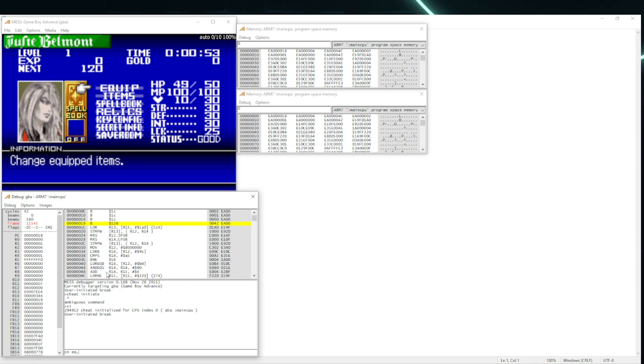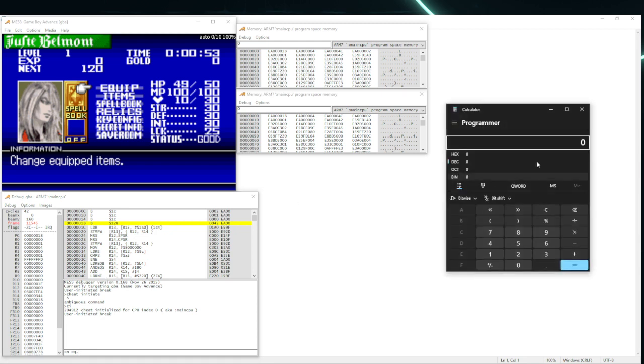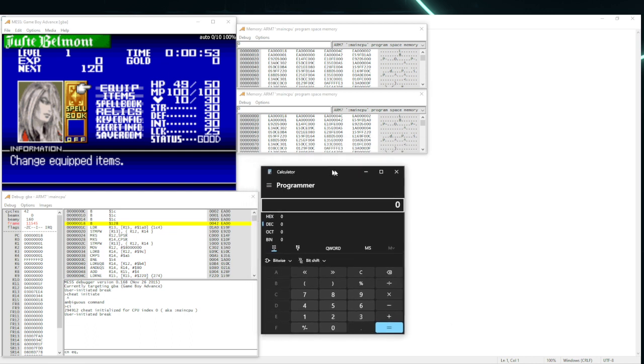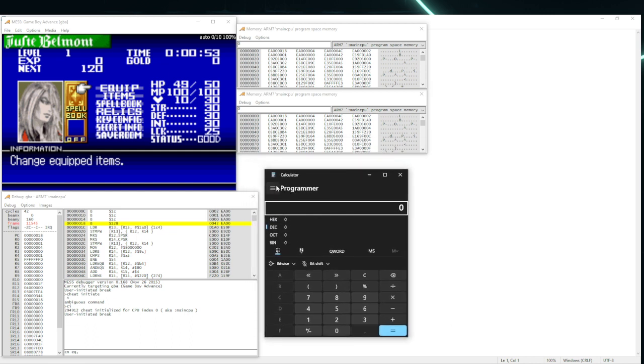But you can't put decimal. It has to be hexadecimal. So we have the Windows calculator in programmer mode, and we just type in the value, and it'll tell us in hex it's 31. So we put 31, and we hit enter. It found 363 cheats. So there's 363 addresses that have this value.